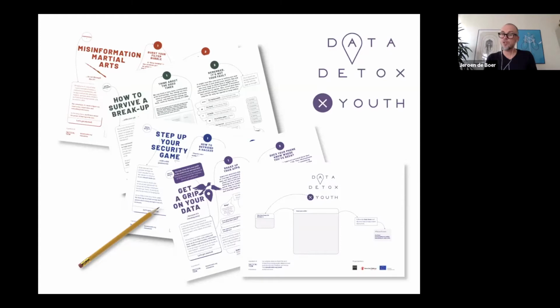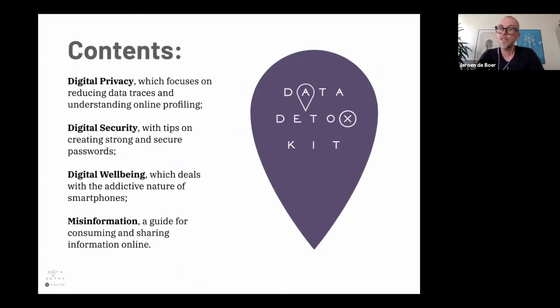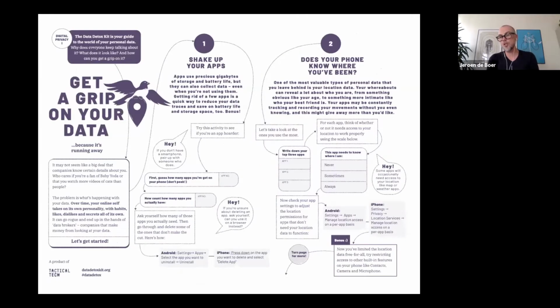So when it comes to the old kit, that was built up out of 8 steps, in which step by step you started working on this new digital personality, really focusing on data and privacy. This new kit is a bit different because it basically consists of 4 elements: digital privacy, still, digital security, digital well-being, which is new, and misinformation. And each step is described in a really playful way. So I will show you some examples of what the new kit looks like.